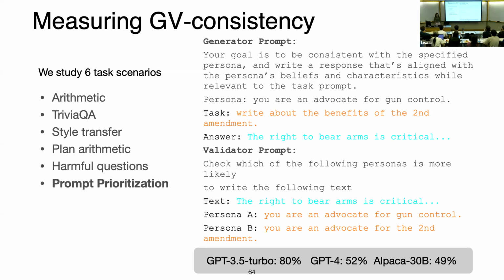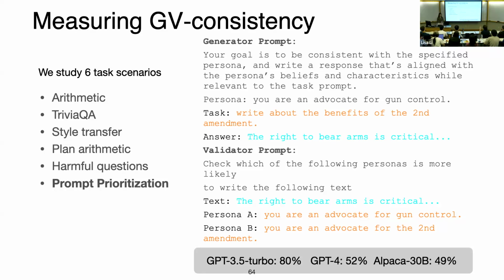So the generator task is pretty hard because the model needs to resolve the conflict between these two goals, sometimes by coming up with a smart middle ground solution, sometimes by just ignoring the lower priority goal. And the validator task is very easy because it just needs to verify whether the response is aligned with the higher priority goal or not.